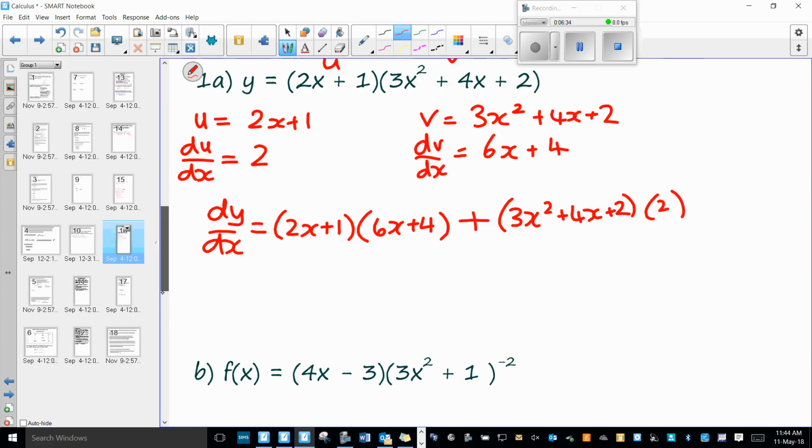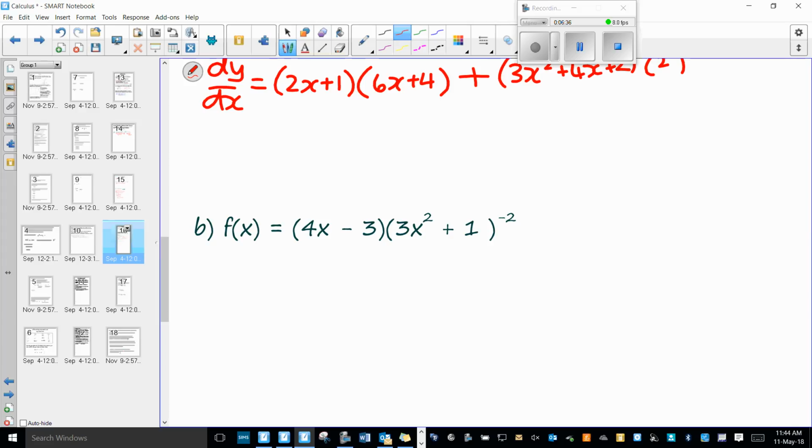This one here. So again, can you see that we have 2 brackets multiplied together? Yep. So u equals 4x minus 3. V equals bracket 3x squared plus 1 to the power negative 2. Okay, so u is that first bracket. V is the second bracket.